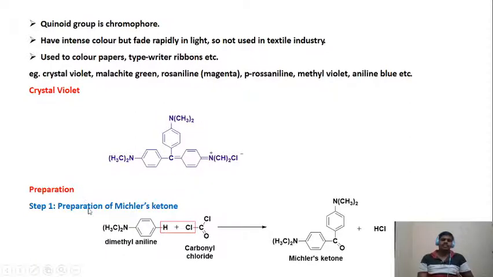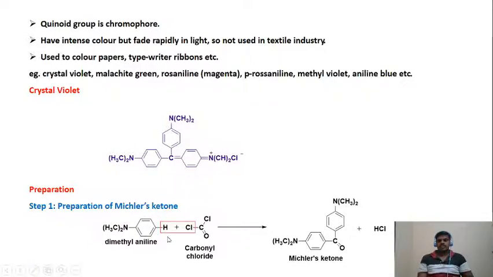Now its preparation. The first step is preparation of Michler's ketone. And what happens in Michler's ketone formation? One unit of dimethyl aniline reacts with carbonyl chloride, that is COCl2. It reacts with carbonyl chloride and gives away HCl, and this gets attached to the carbonyl group two times.